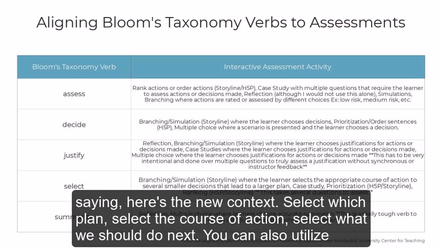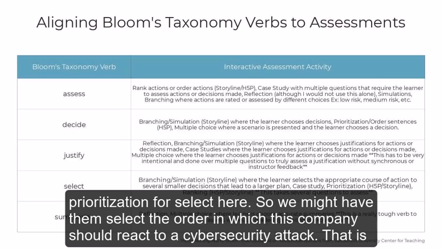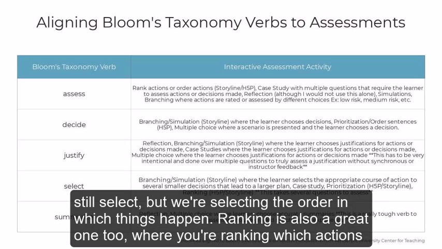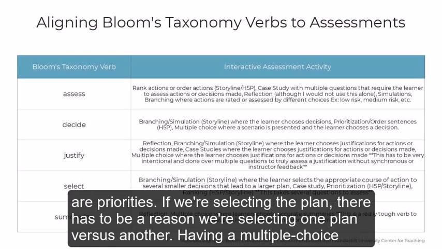We're saying, here's the new context. Select which plan, select the course of action, select what we should do next. You can also utilize prioritization for select here. So we might have them select the order in which this company should react to a cybersecurity attack. That is still select, but we're selecting the order in which things happen. Ranking is also a great one too, where you're ranking which actions are priorities.